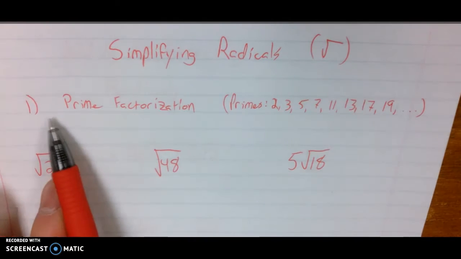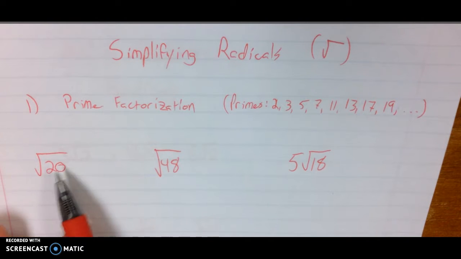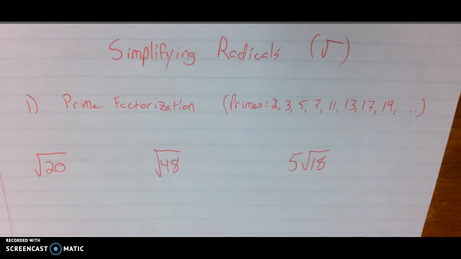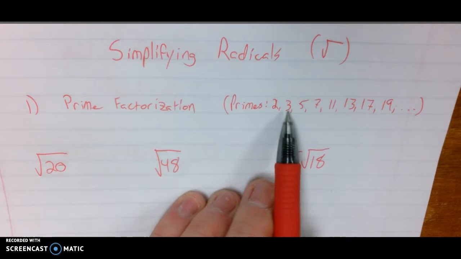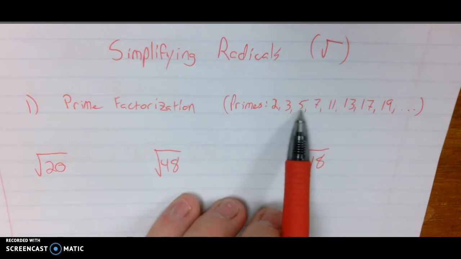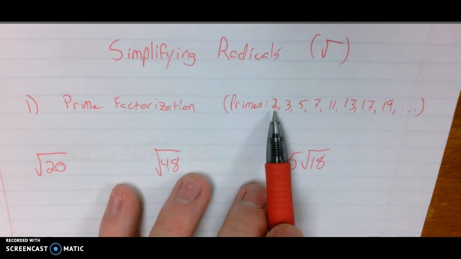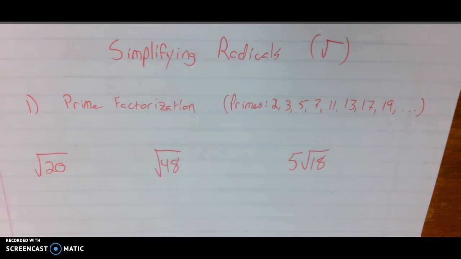So the first method we're going to do is called prime factorization. And what this is going to mean is we're going to factor radicals down into their prime factor components. Just as a refresher, prime numbers are numbers that can divide by nothing other than 1 and themselves. So 2, 3, 5, 7, so on and so on. With the exception of 2, prime numbers will always be odd, because if we have an even number, you could divide by 2, and therefore it's no longer prime.